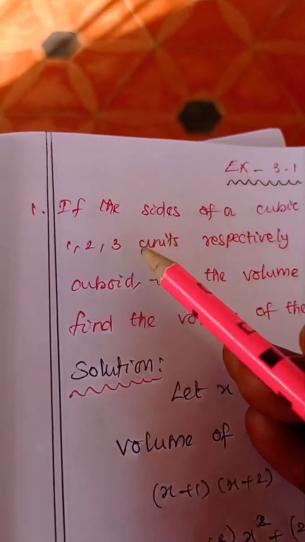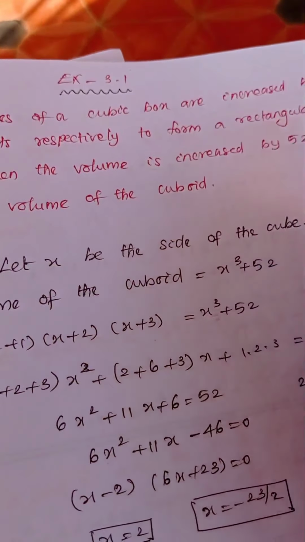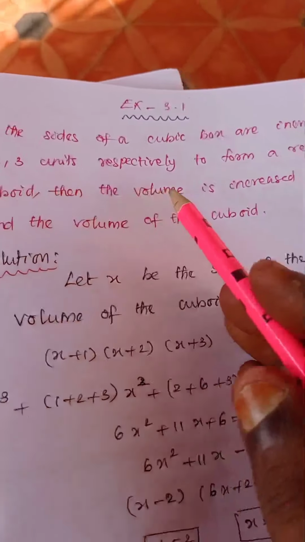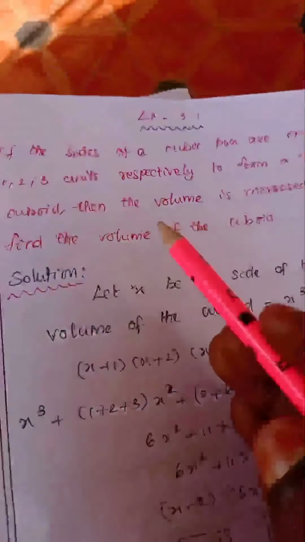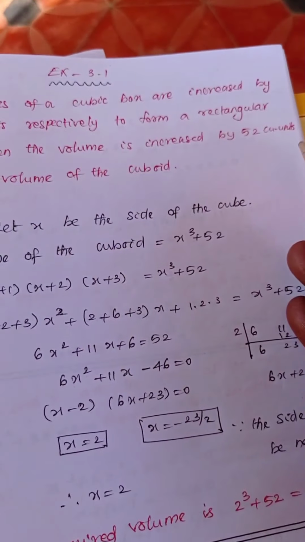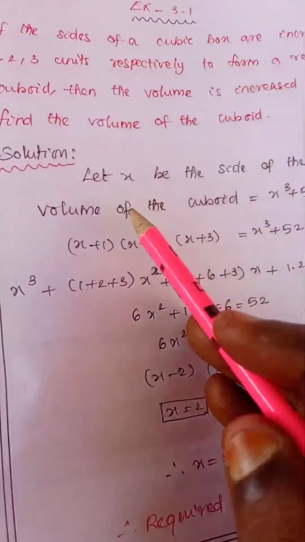Exercise 3.1. Question number 1. If the sides of the cubic box are increased by 1, 2, 3 units respectively to form a rectangular cuboid, then the volume is increased by 52 cubic units. Find the volume of the cuboid.